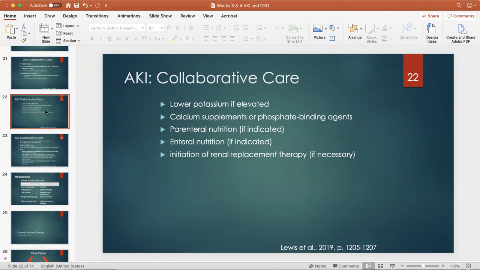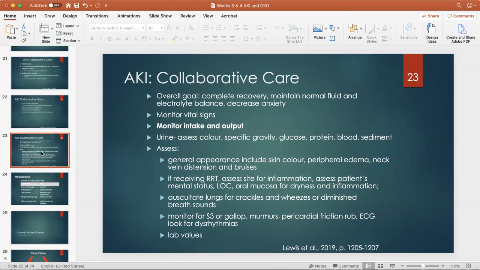Parenteral nutrition. Oftentimes they're not eating, so we need to make sure that they have nutrients. And then possibly we might initiate a renal replacement therapy if that's necessary. And I will talk about that again. There's a whole video on that as well. Let's see what else we have for collaborative care.